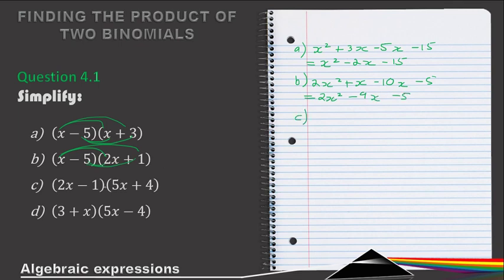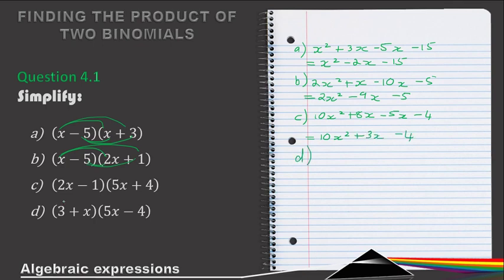Then C, 2x times 5x gives me 10x squared plus 8x. Then for the 1 becomes minus 5x minus 4. And then 10x squared plus 3x minus 4.